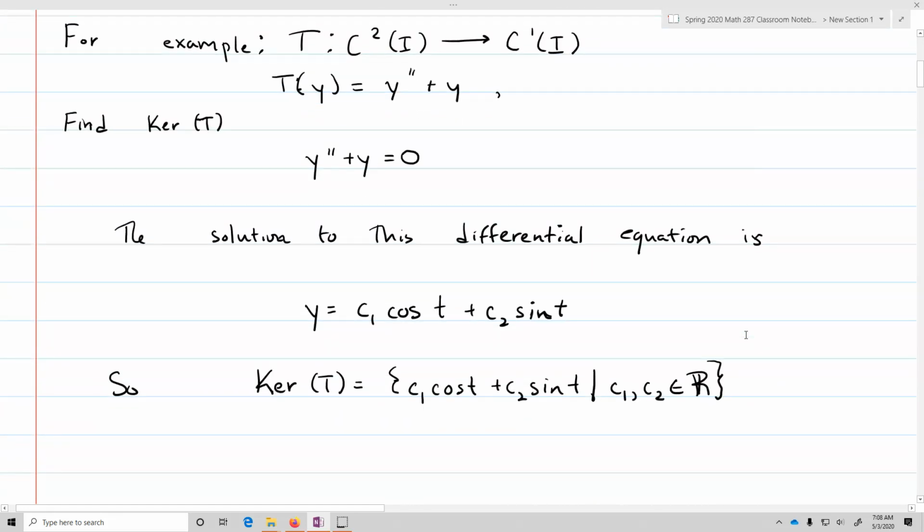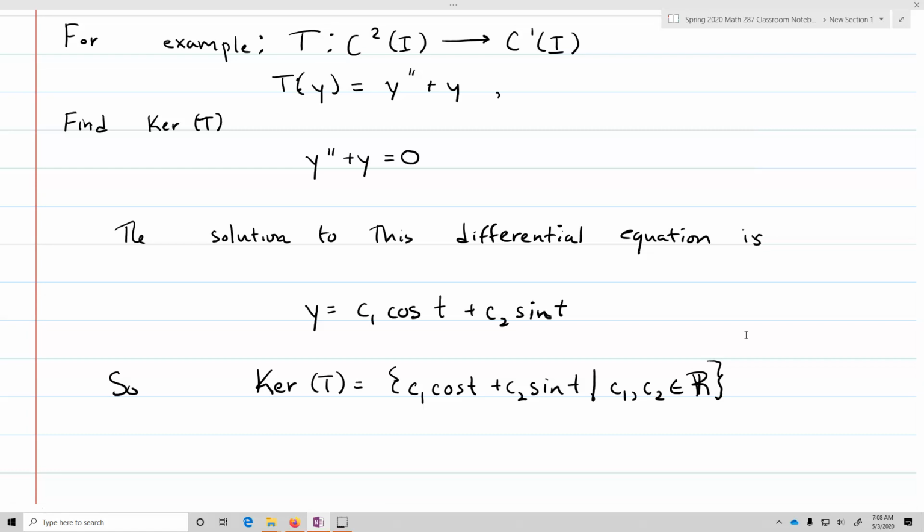So let's say, for example, we have a transformation T, and it's going to go from the set of all second order differentiable functions to first order differentiable functions. And we're going to say T of y is going to equal y double prime plus y. So what is going to happen here is we're going to transform y double prime plus y into a homogeneous function. We're going to set it equal to 0, and that's T of v equals 0. So that's what you do.